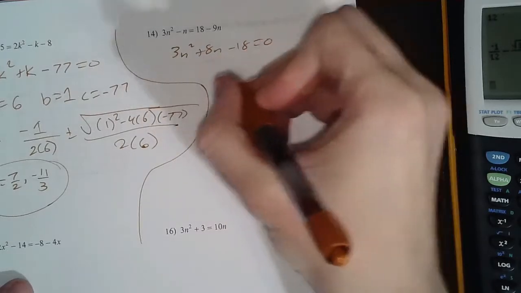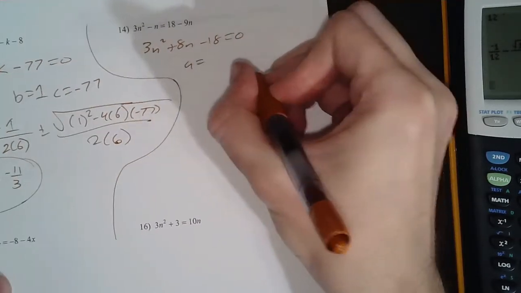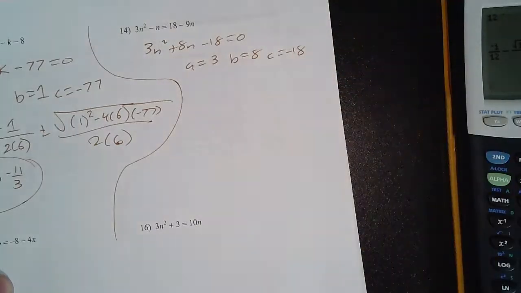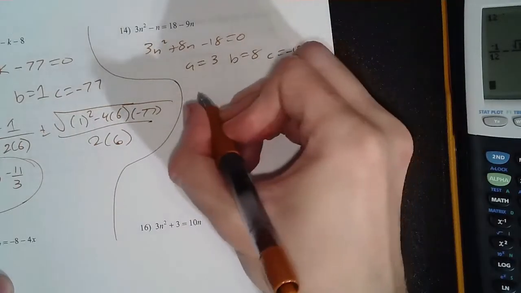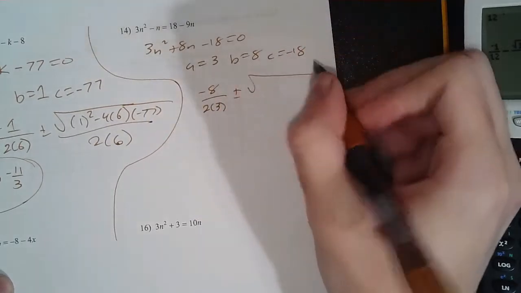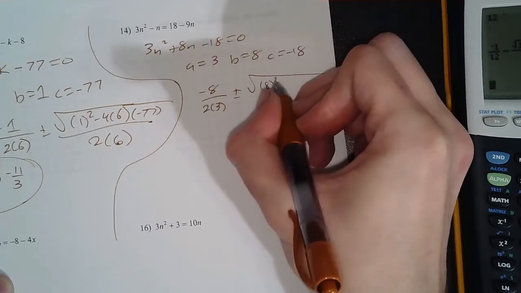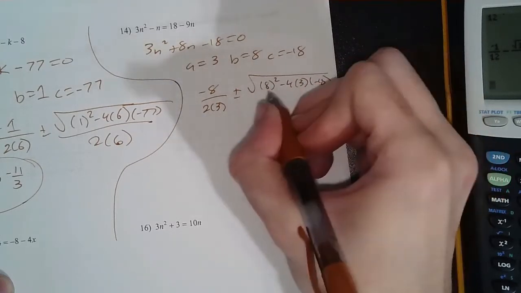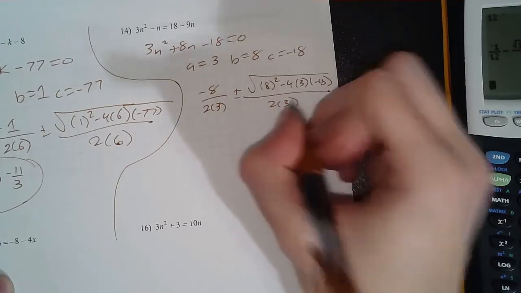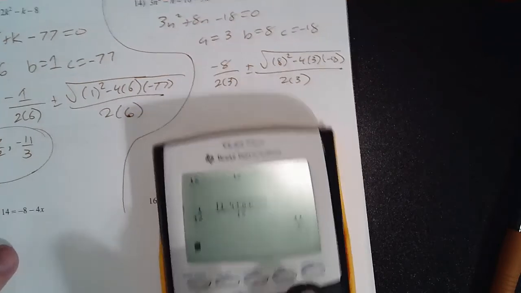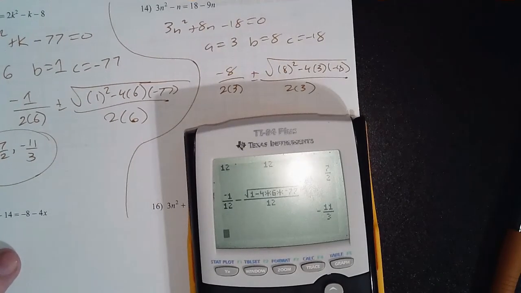So let's do quadratic. We got a equals 3, b equals 8, and c equals negative 18. And therefore, we got negative b over 2a plus or minus the square root of 8 squared minus 4 times a times c, all over 2 times 3. All right, let's type this guy in. And I actually already know in advance what's going to happen. We're going to get a decimal answer, which means that we can't really use the calculator the whole way through. That's okay.